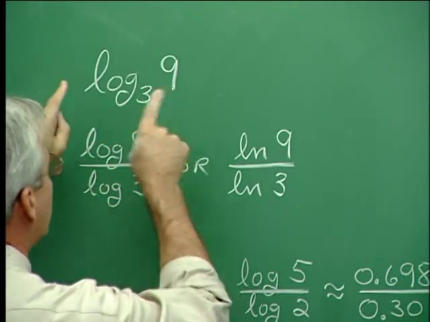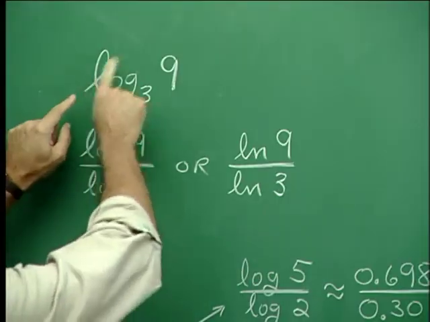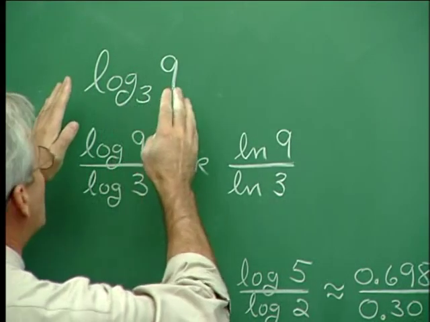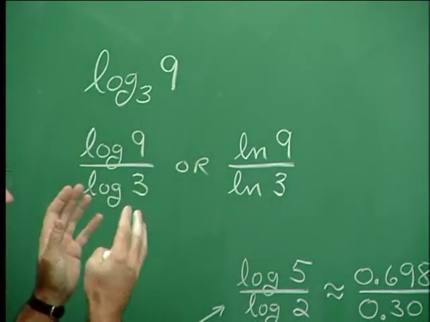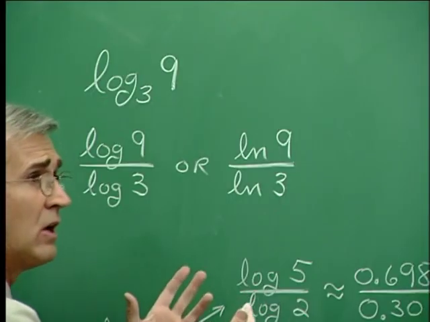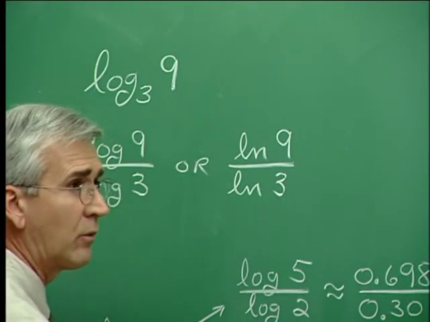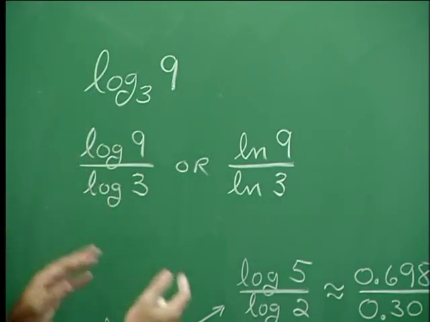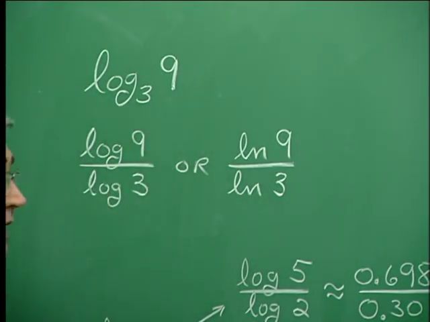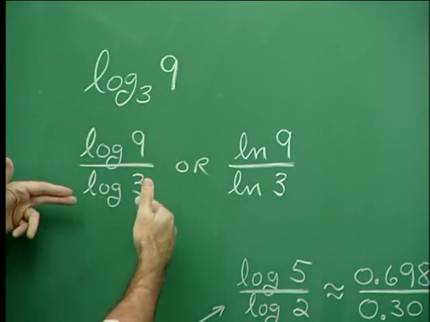But let's talk about a technique for using the calculator to evaluate this. It turns out that we can actually change to any base that we want by using this technique. That is, we can change to base 10, we can change to base e, we could change to base 7 or whatever we'd like. But if we change to base either 10 or e, then we can evaluate this expression in the calculator. And it just involves making a fraction.